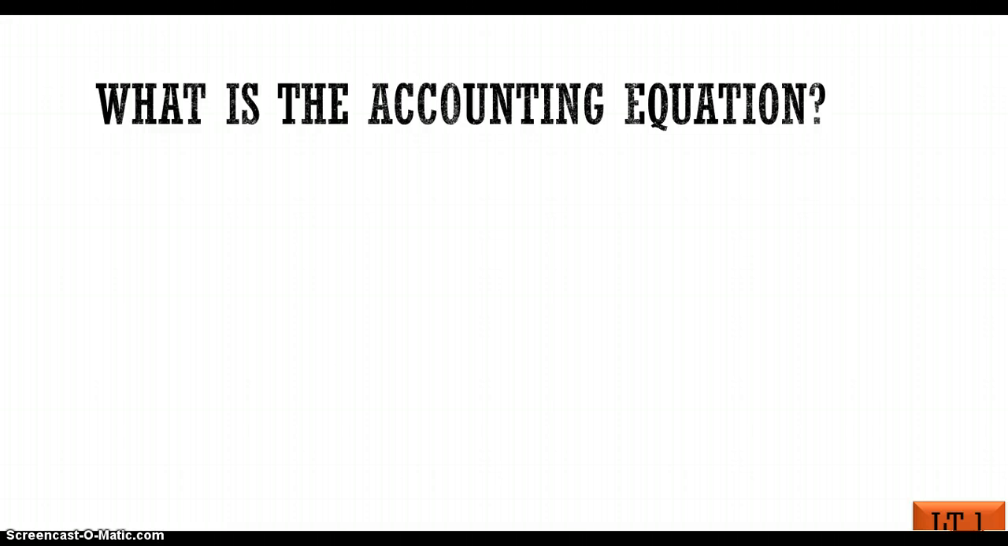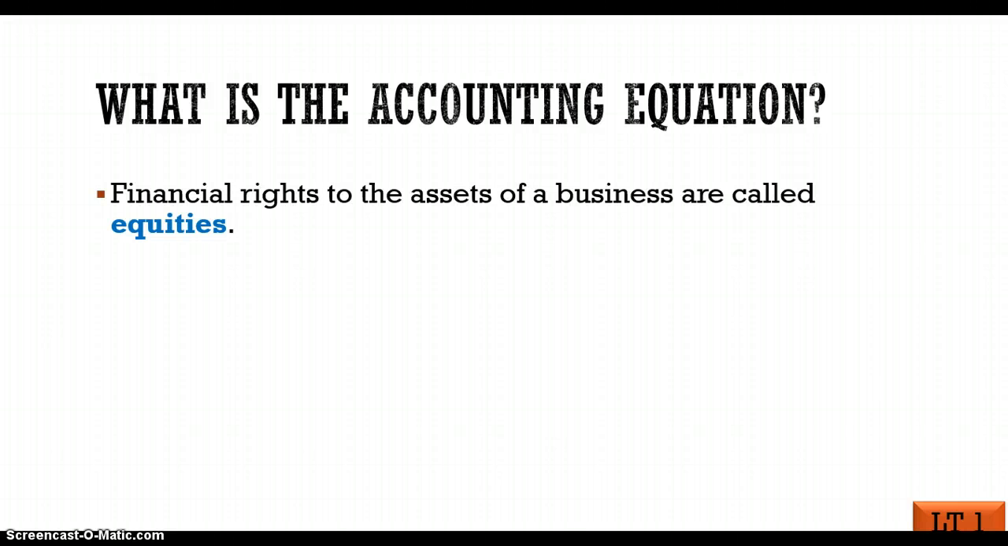So first we are going to learn what the accounting equation is. First, you need to know what equities are. Equities are the financial rights to the assets of a business. There are 2 types of equities. The first one is called a liability. A liability is anything that you owe to another person or to a company. The second type is called owner's equity.